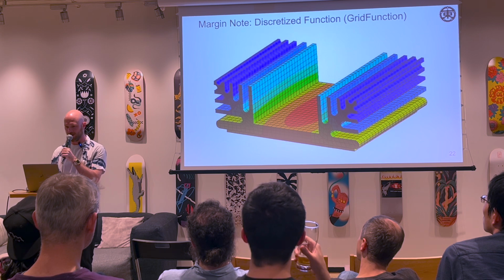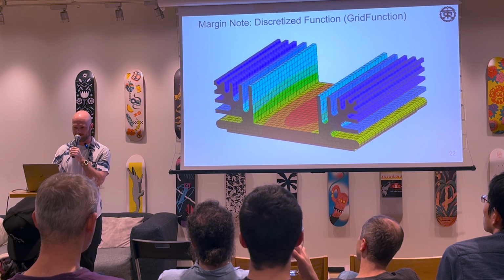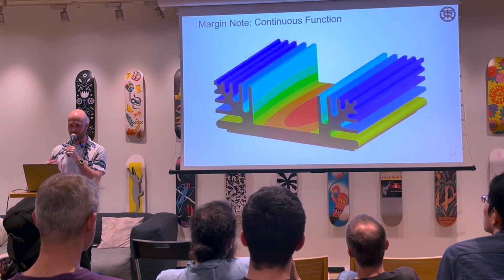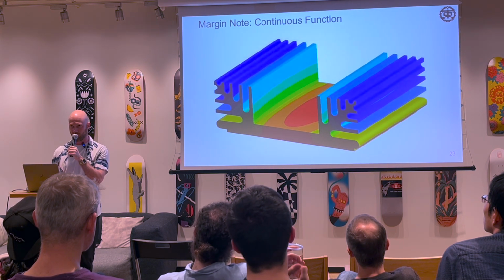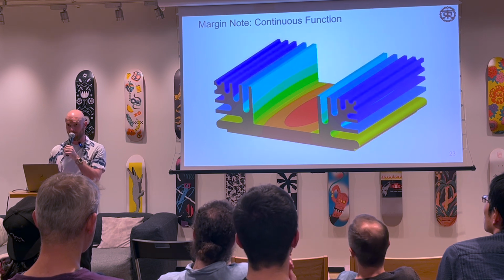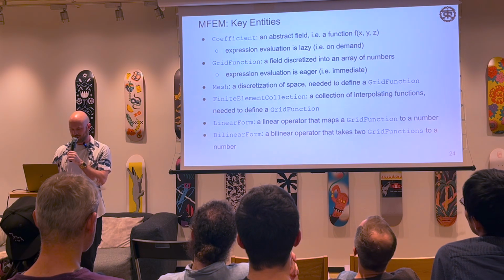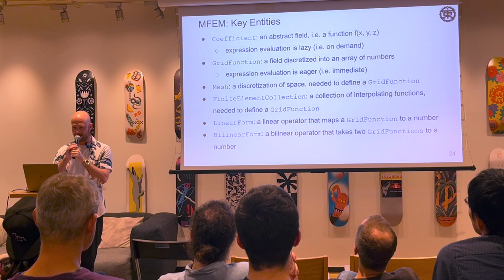Good question. So then once we have this, some oracle gives us this grid function solution, then we can reconstruct the continuous solution based on that. It's going to be an approximation, but it has meaning in real continuous terms. Okay, so this is the perfect segue to the key entities.